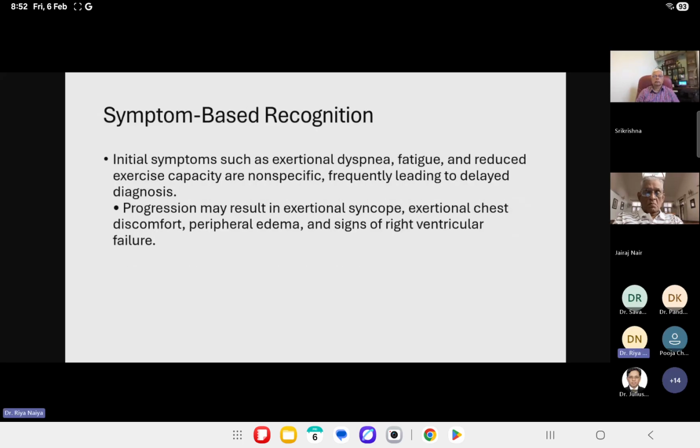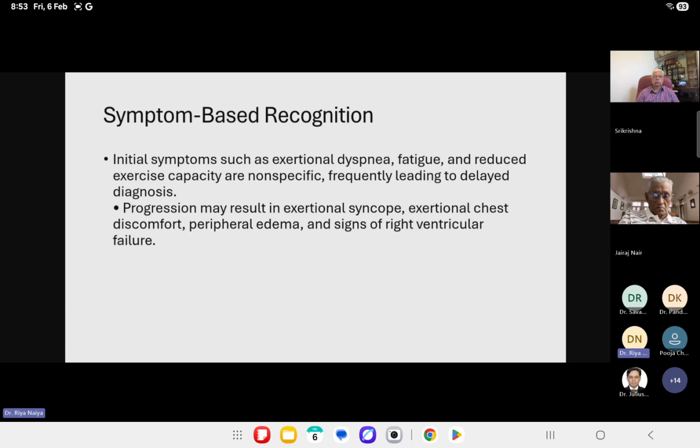Coming to the symptom-based recognition, the signs and symptoms of pulmonary hypertension. Initial symptoms may be exertional dyspnea, fatigue, reduced exercise capacity. They are usually non-specific, which is why patients present to us quite late. Progression may result in exertional syncope, exertional chest discomfort, peripheral edema, and signs of right ventricular failure.